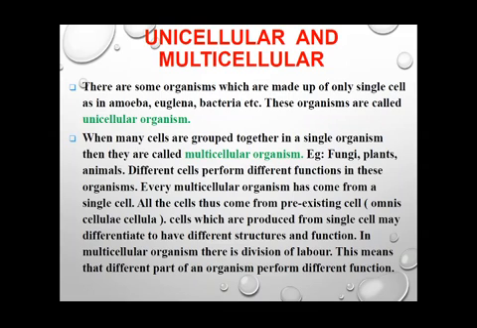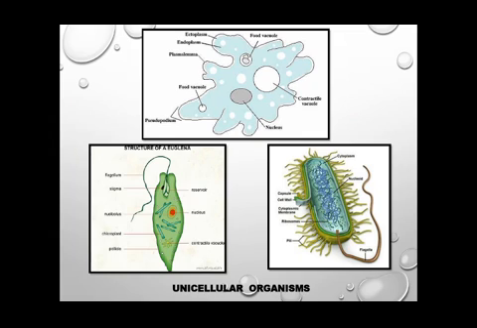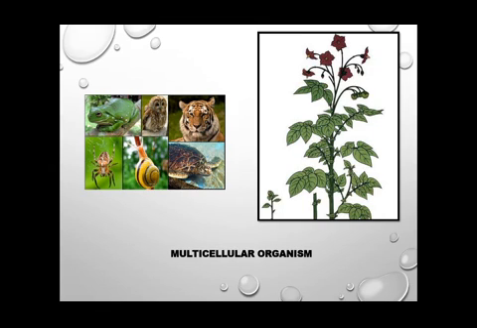As I told you, these cells have specific functions and a specific role in our body, and thus they follow the division of labor. Here you can see some examples of unicellular organisms. Here is an example of amoeba, here is euglena, and this is paramecium. In the case of multicellular organisms, anything which we observe around us, the plants, the different kinds of animals, ants, birds, tiger, jackal, bear, tortoise, owl. All these organisms which are made up of more than one cell are known as multicellular organisms.